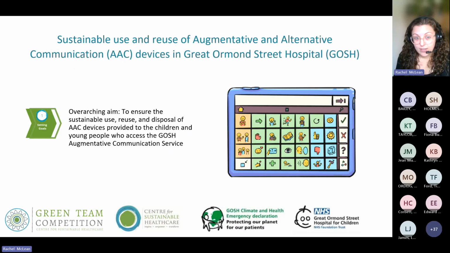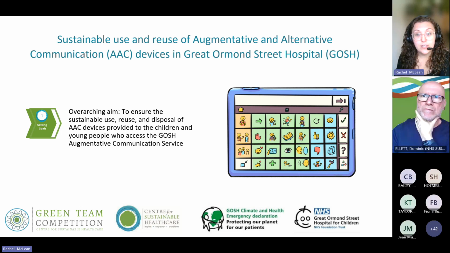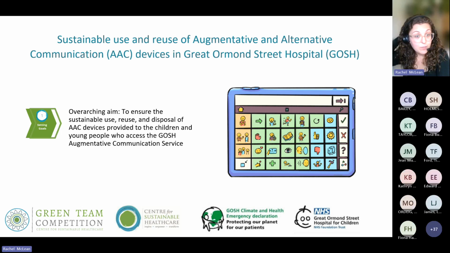So I'm going to give an example of SusQI in practice now. And so this is from a really recent project undertaken by the speech and language therapy team at Great Ormond Street Hospital in London. And so the team started with an overarching aim to ensure the sustainable use, reuse and disposal of alternative and augmentative communication, or AAC devices, that were provided to children and young people across their service.